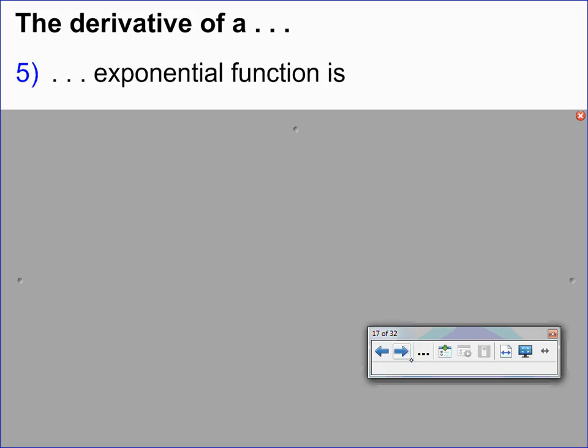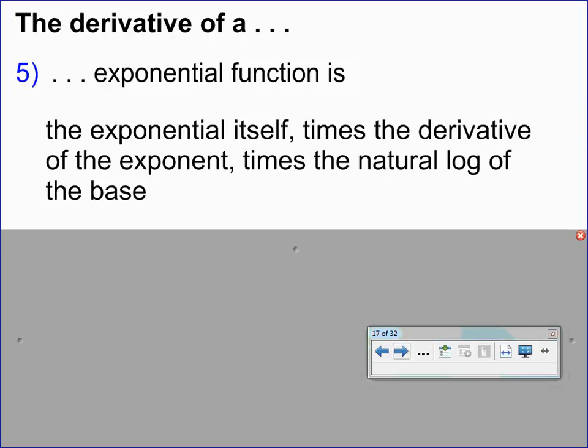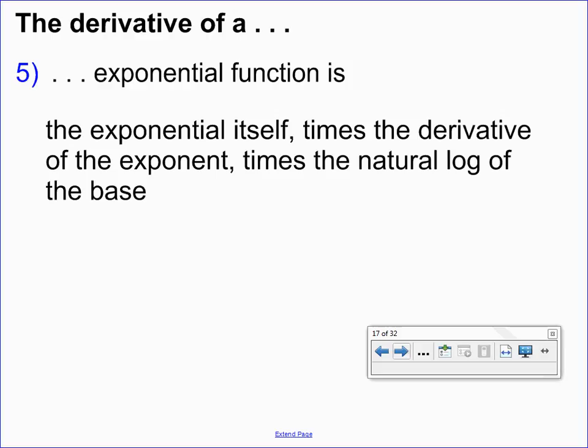Plus 10. The derivative of an exponential function is, in words, number 12. The exponential itself times the natural log of the base times the derivative of the exponent. So it says you're correct. I think you got all the pieces. It doesn't matter for multiplication which order those are in. Nice job. Plus 10.